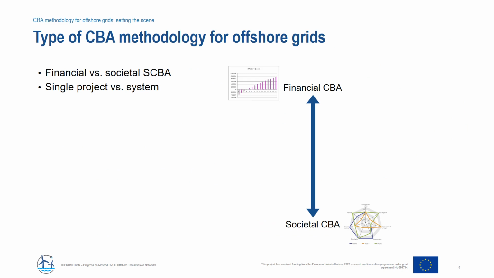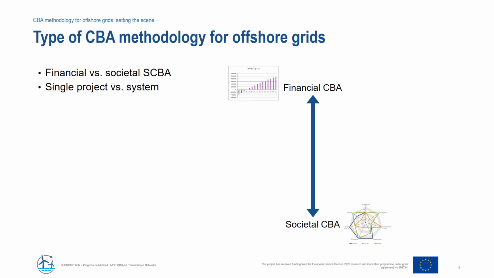2 types of CBAs can be distinguished: financial and societal CBAs. Financial CBAs assess the financial value of a project, typically by monetizing all relevant indicators like project cost and revenues, to calculate the net present value of each considered project alternative. Guidelines are based around quantification and monetization of the indicators.